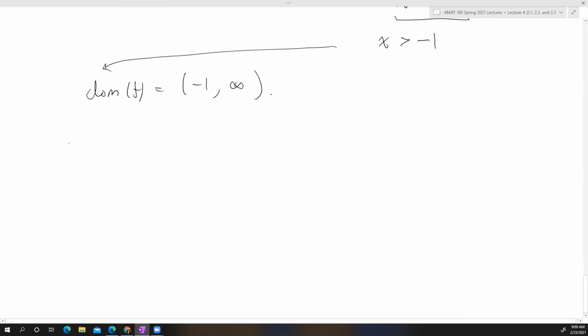Okay, so this, as I said, is section 2.2. This is on graphs of functions.